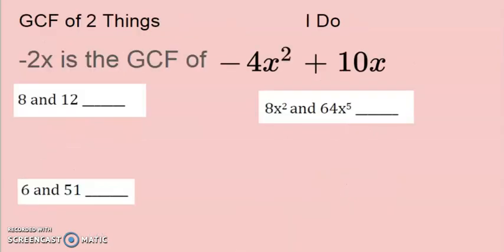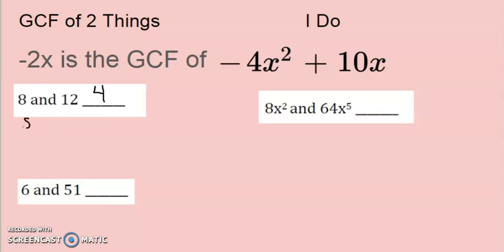Now let's focus more on finding the greatest common factor of two things. Negative 2x is the GCF of negative 4x squared plus 10x, because the greatest common factor of 4 and 10 is 2, the sign of the first term is negative, and the greatest common factor of x squared and x is x. So now we have 8 and 12. The greatest common factor of 8 and 12 is 4.